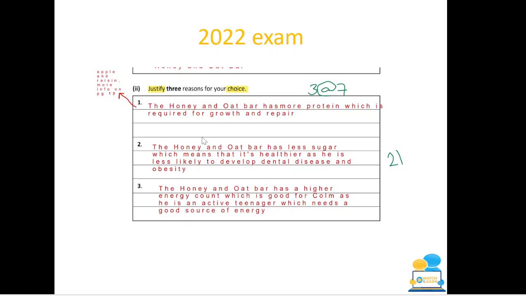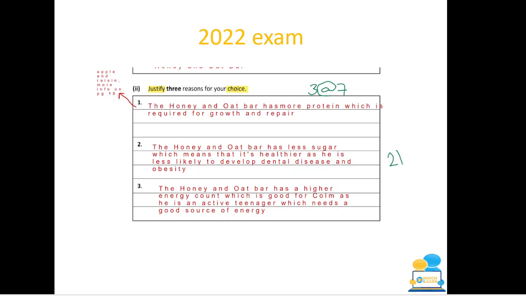So the honey and oat bar has more protein, which is required for growth and repair, which is required for Colm because he's an active growing teenager. The honey and oat bar has less sugar, which means that it is healthier as he is less likely to develop dental disease and obesity. Okay, I can't just say the honey and oat bar has less sugar. I'm not going to get the full marks. The honey and oat bar has a higher energy count, which is good for Colm as he's an active teenager, which needs a good source of energy.